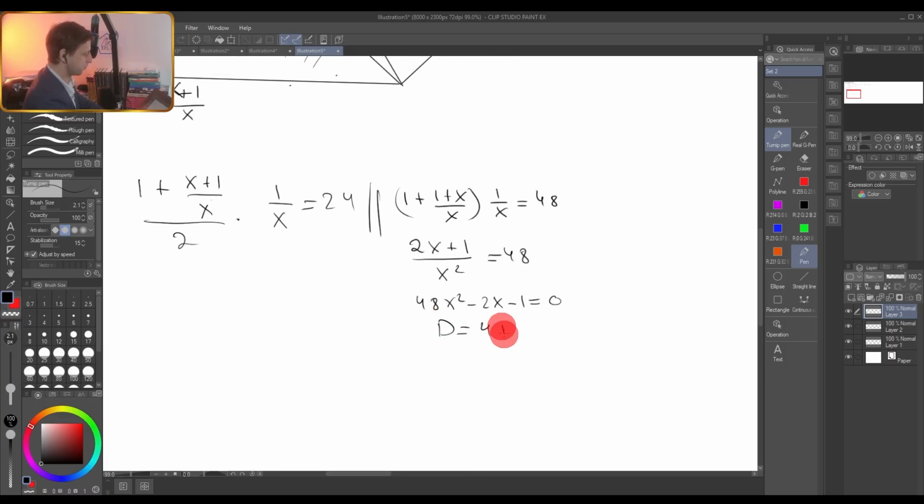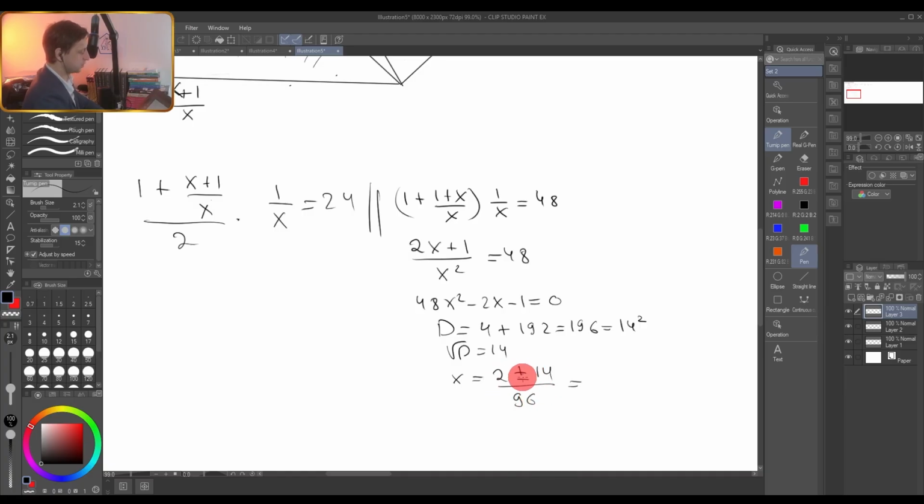Discriminant equals 4 plus 4 times 48. 4 times 48 is 192. And it is equal to 196, which is 14 squared. Amazing. If you get discriminant like this, it means that you are on the right track. So it means that square root of discriminant is 14, and the solution is x equals minus this one, it will be 2 plus minus 14 divided by 2 times 48 equals 96.